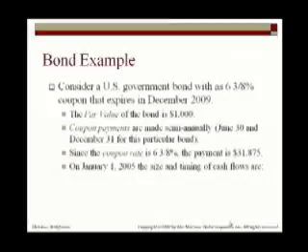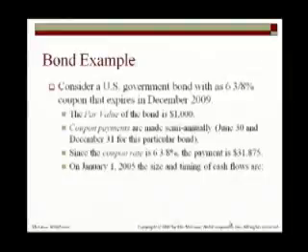Here's an example of a U.S. government bond. You may be aware that the U.S. government sells lots and lots of bonds. This one has a 6 3/8% coupon and expires in December of 2009. The par value is $1,000. As I said, we will always assume $1,000. Coupon payments are made semi-annually on June 30th and December 31st for this bond.